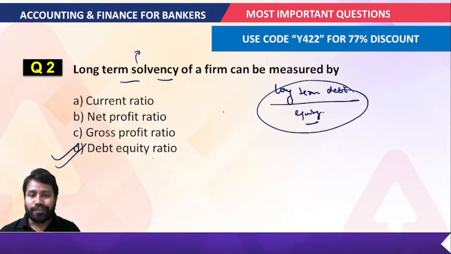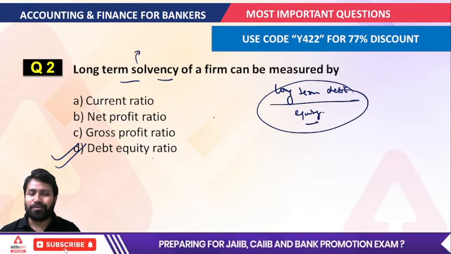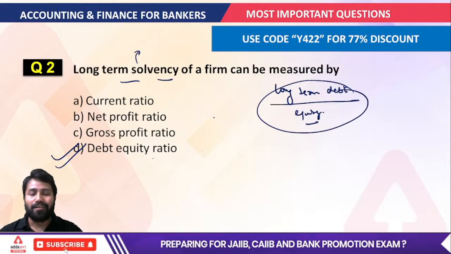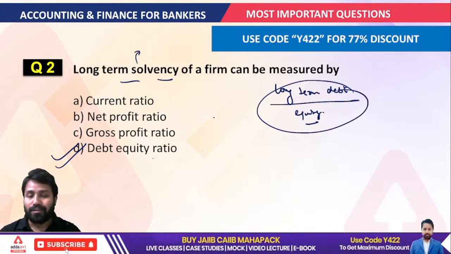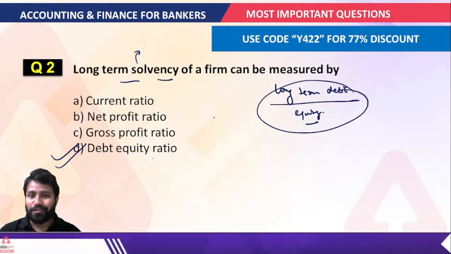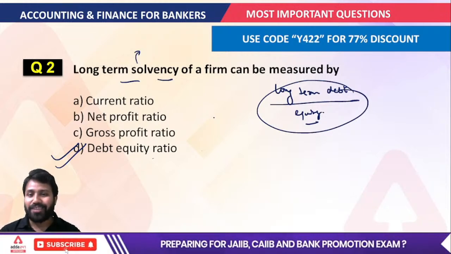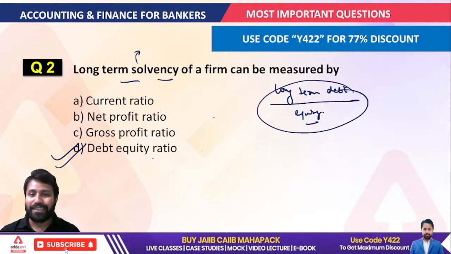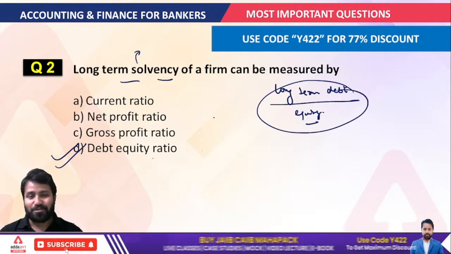Solvency is all about meeting the company's long-term liability, long-term debt, whether the company is able to meet it or not. For checking that, we just formulate the debt equity ratio. Okay, next question.